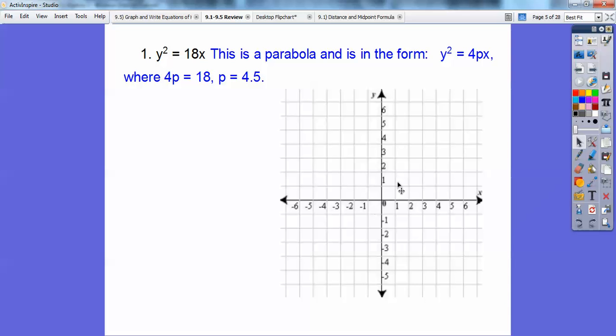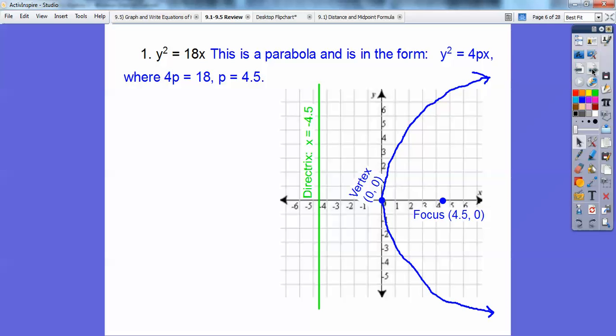Whoops, I didn't write the axis of symmetry on this one. So here's the vertex at 0, 0, and here's the parabola. Just draw it generally. It's a pretty wide parabola, because if I divided both sides by 18, it would be x equals 1/18 y squared. The 1/18 tells me it's very wide. In fact, it's wider than this right here. It would be going way out here. I just didn't have enough room on my graph.